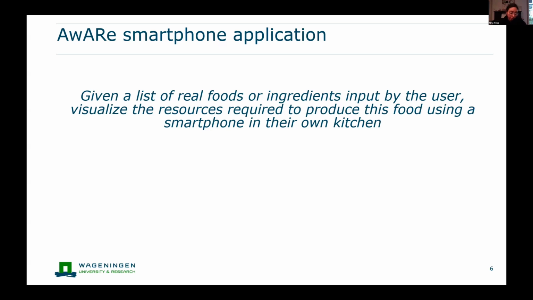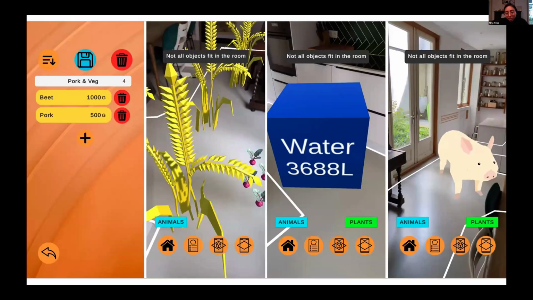So what this means is that when the user opens the app, they have to scan their kitchen. And this just means the depth sensing on the phone, and they have to select surfaces on which they can visualize things. And then we see here an example of the app in use. This is in my own kitchen. So here I have an example of a meat-centered meal, a very simplified meal with pork and beets.